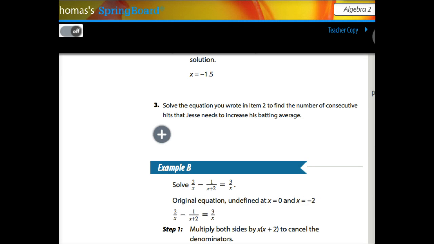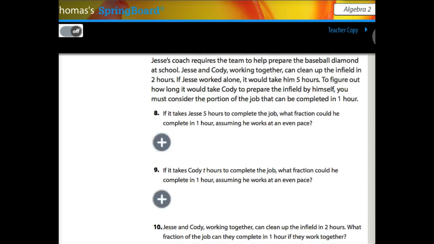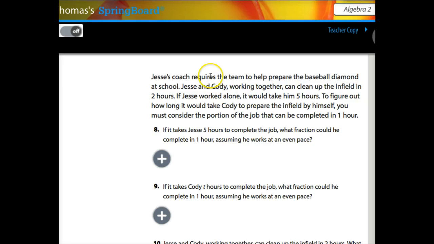It says Jesse's coach requires, and it'd probably be better if I pulled it up here. Jesse's coach requires the team to help prepare the baseball diamond at school. Jesse and Cody working together can clean up the infield in 2 hours. If Jesse worked alone, it would take him 5 hours. To figure out how long it would take Cody to prepare the infield by himself, you must consider the portion of the job that can be completed in 1 hour.